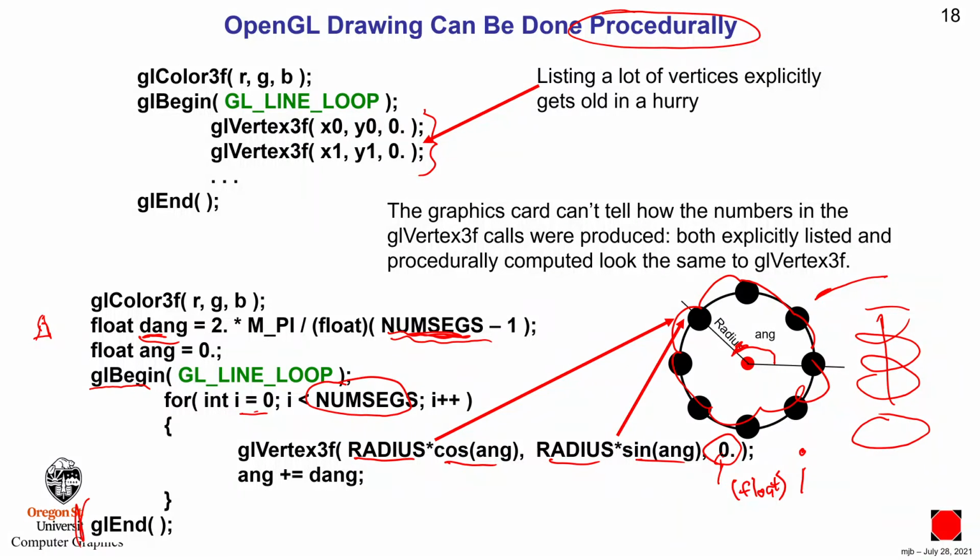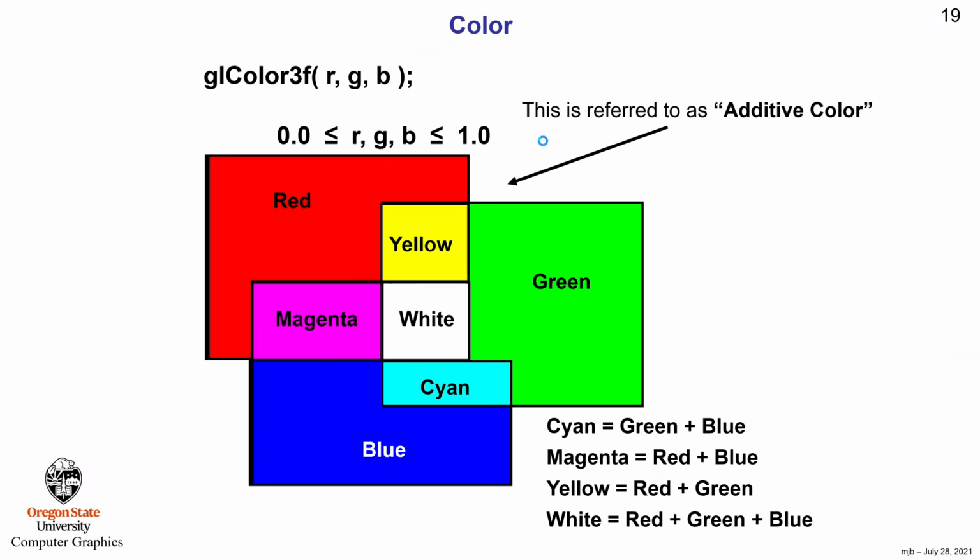So here we are in the second video in the Getting Started series. This is where we left off: yes, you can do procedural drawing because OpenGL can't tell where the Vertex 3F call came from. All right, other stuff.